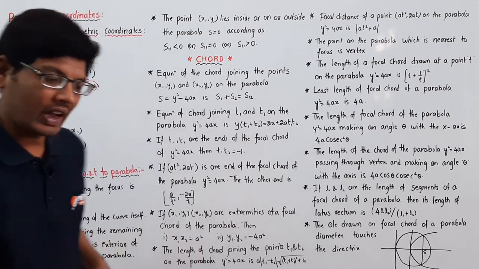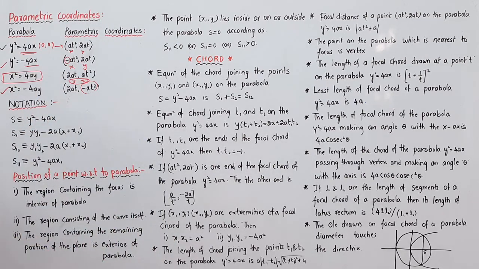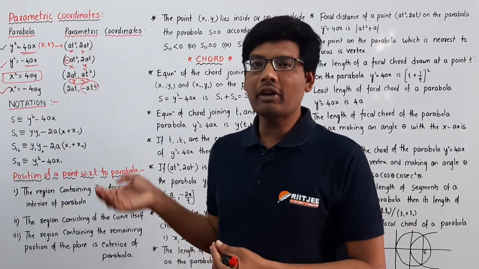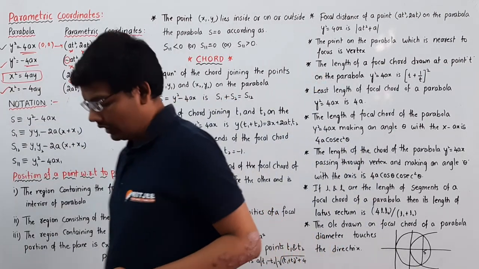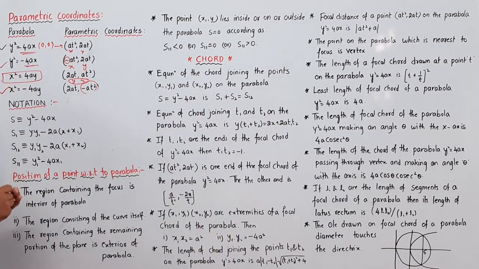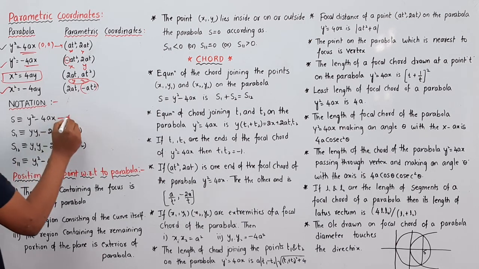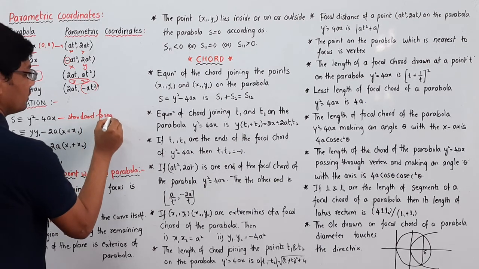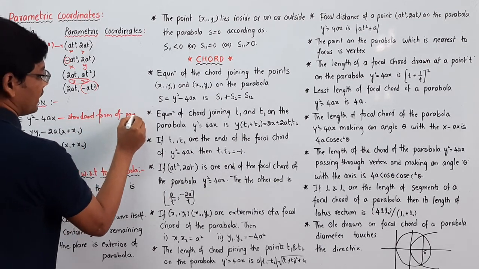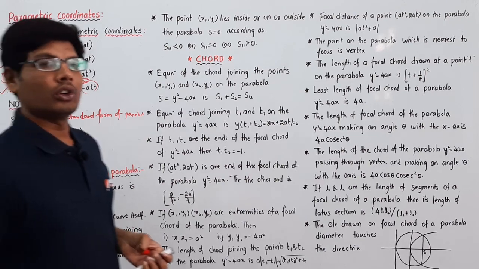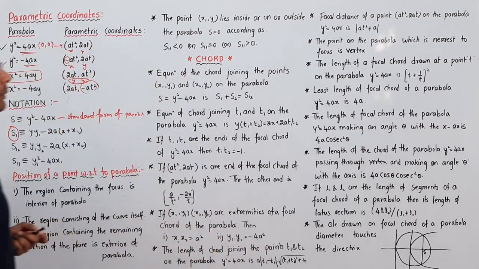notation. We have different types of notations. In circles and system of circles also we learned this type of notation. Similarly, S is the standard form of parabola. And S1, these four types are very useful to find the problems in parabola.